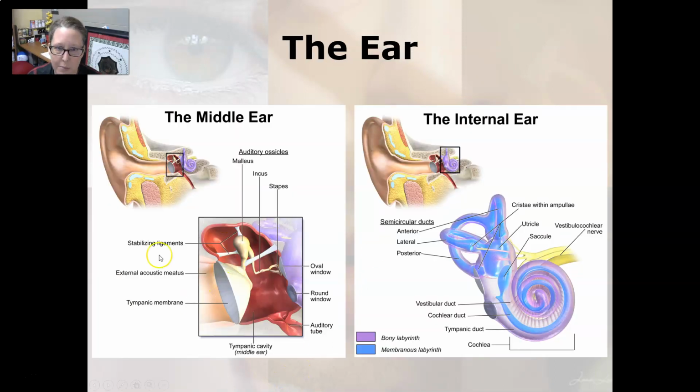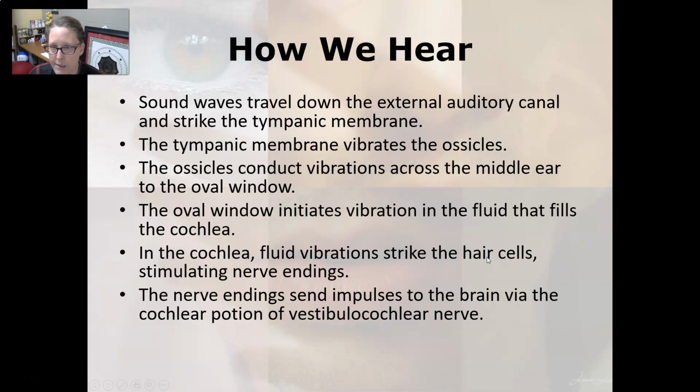Here is, again, the middle ear illustrated with the tympanic membrane, the malleus, incus, and stapes, with the ligaments that hold them in place, and the stapes against the oval window. Then this part is the inner ear. If we look at the internal ear, we have the vestibular duct, the vestibule here, the cochlea and organ of Corti with the hair cells, and then the utricle, saccule, and semicircular ducts, all used for balance.